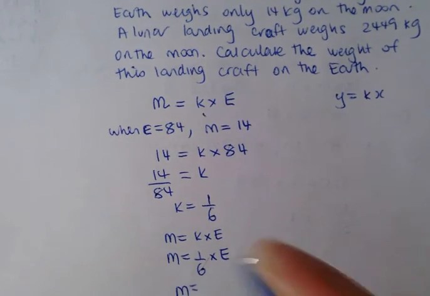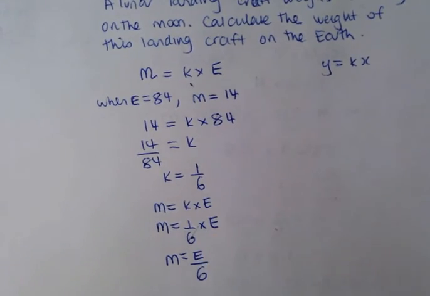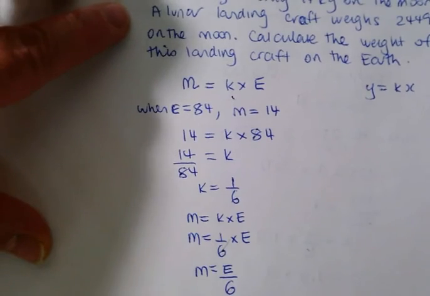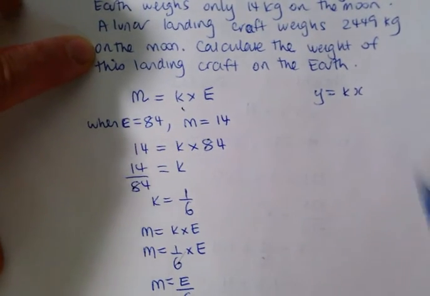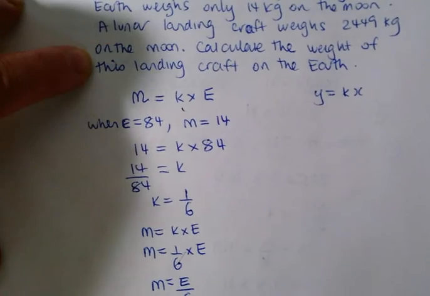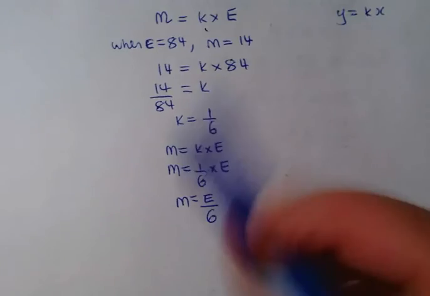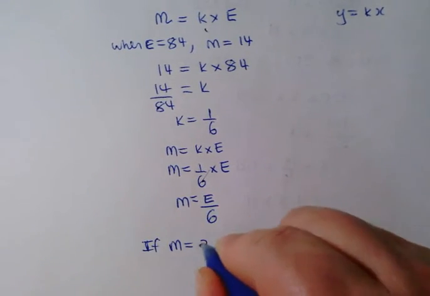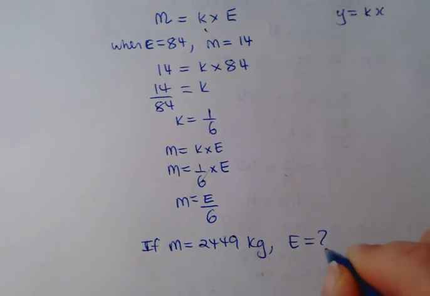and it's best to write that. Now 1 times e is e, so that's e over 6. That's your formula. Then they'll ask you to answer a question. It says a lunar landing craft weighs 2,449 kilos on the moon. Calculate the weight of the landing craft on the Earth. So if m is 2,449 kilos, find e.